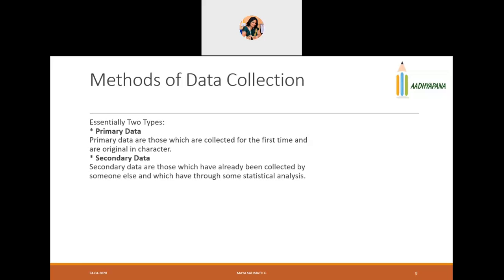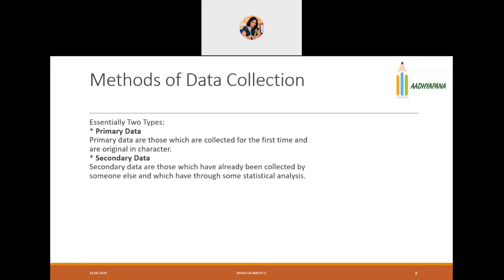Now, secondary data are those which have already been collected by someone else and have been through some statistical analysis. For example, your secondary data can be a paper published by someone else, a thesis report of someone else, some analytical report of a company's performance, or reports of research done at the national or international level. Such reports can be your secondary data.